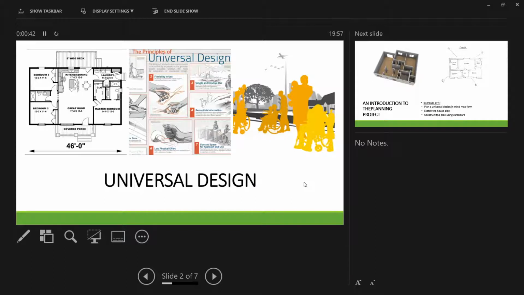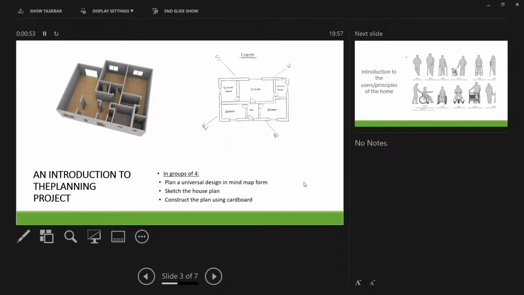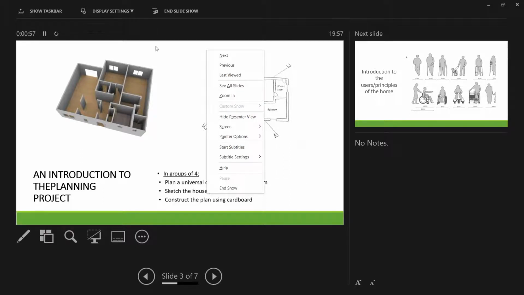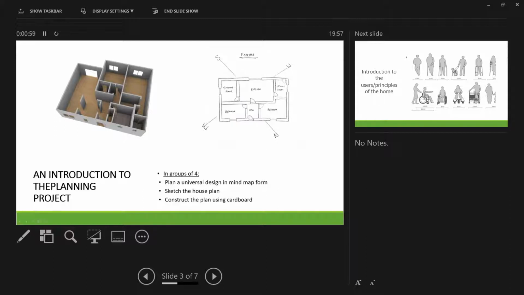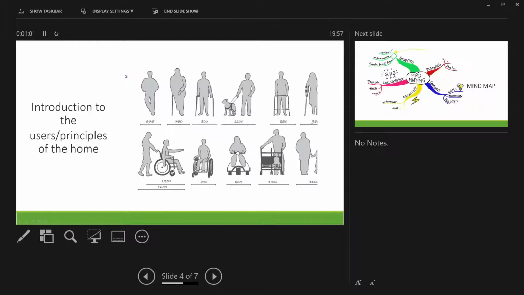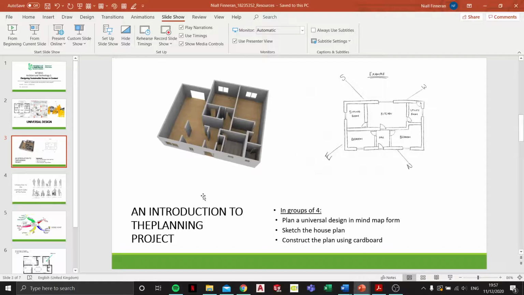But just to show that we have a deeper understanding of the topic, and just to improve on practicality skills too, I wanted to introduce a planning project. If we go back to the slide here, that should be spaced.